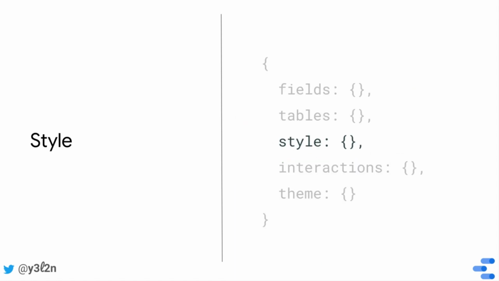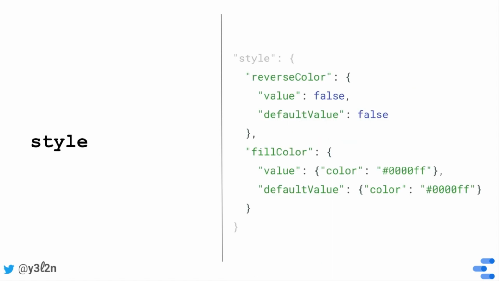Style contains the information associated with the report editor selected style. The style objects are indexed by their config ID, which is the style element ID defined in the visualization. So here, reverse color and fill color are style element IDs. Value corresponds to the report editor selected value, and default value corresponds to the default value set in the config. Note that color style elements have an object as their value, with the actual hex color returned in the color property.